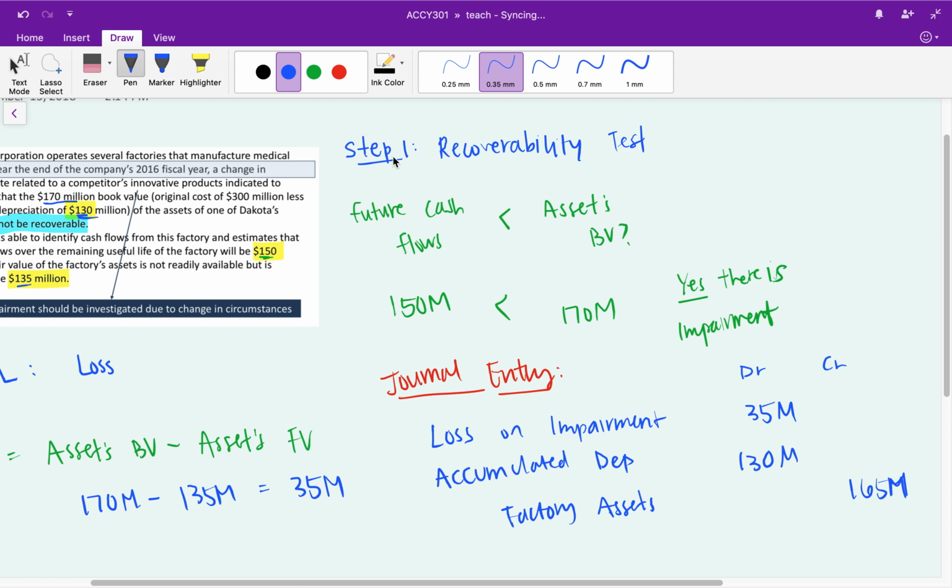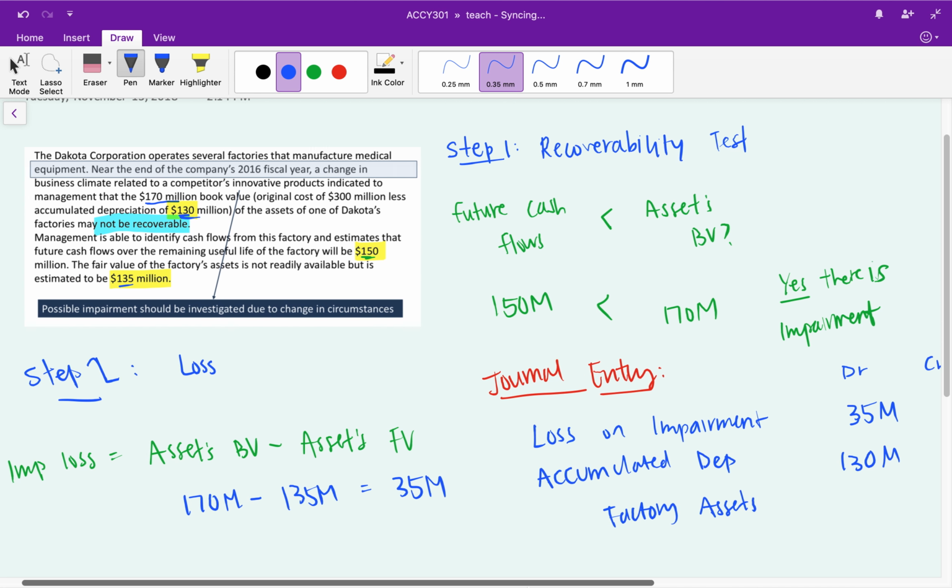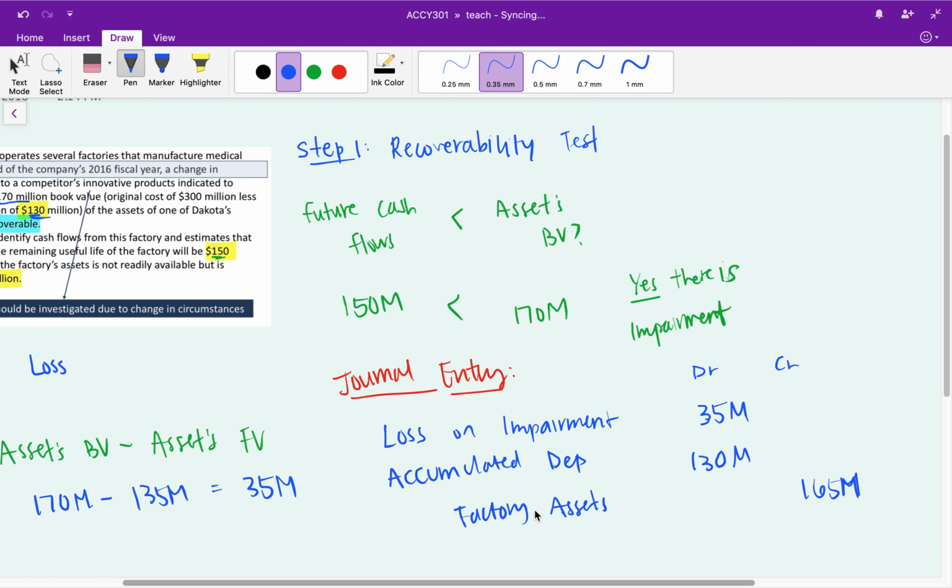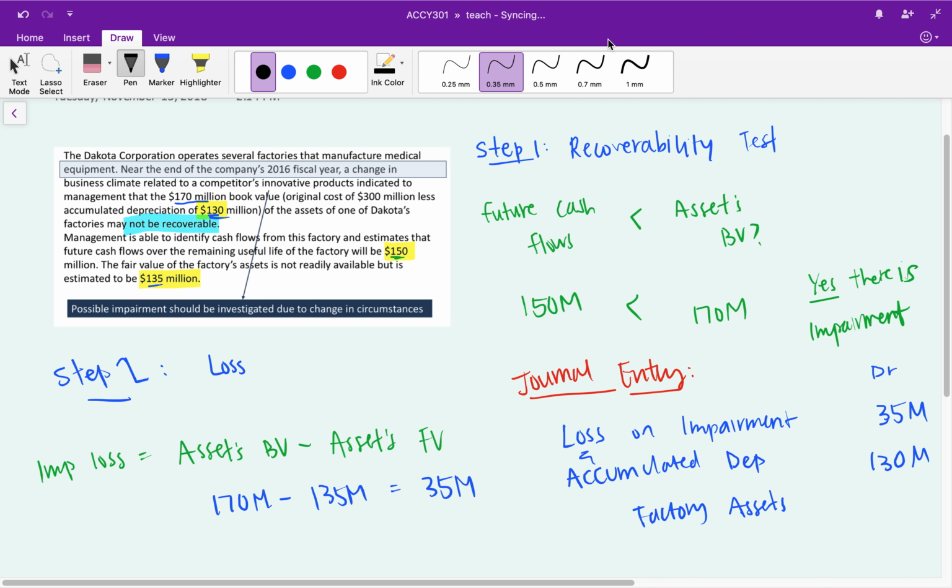And because there was impairment, it means that we are experiencing a loss on what we could have gotten if we had sold these assets. That's why we recorded a loss on impairment. And that is all for recording impairment loss on property, plant, and equipment. And see you next time.